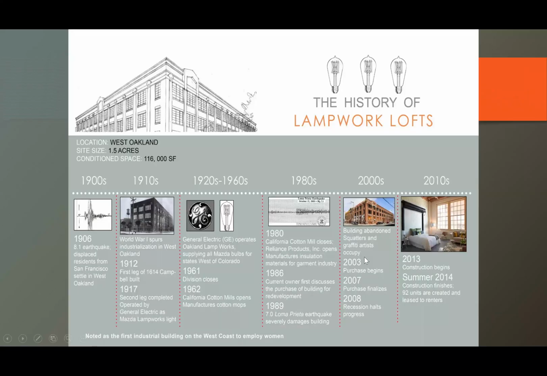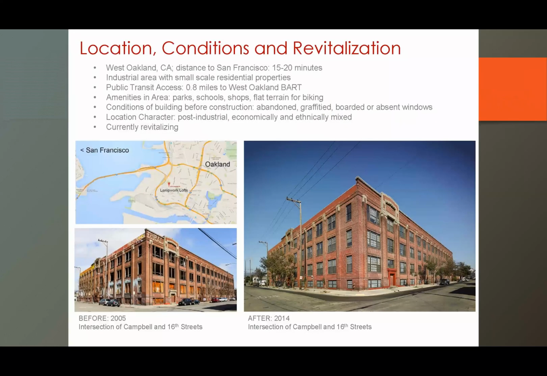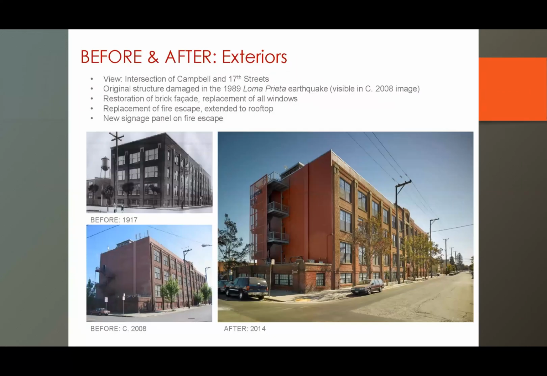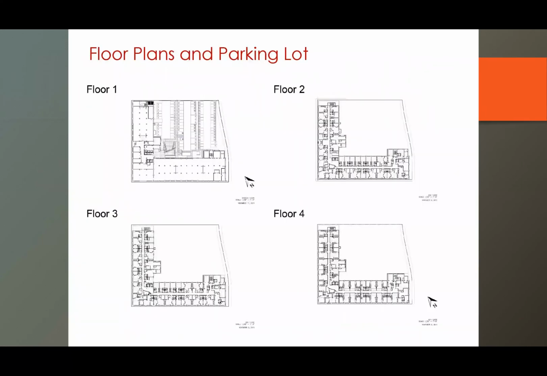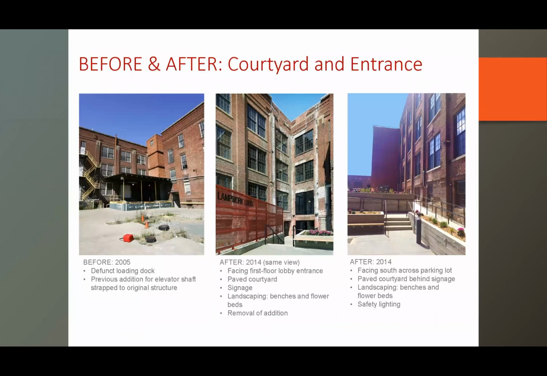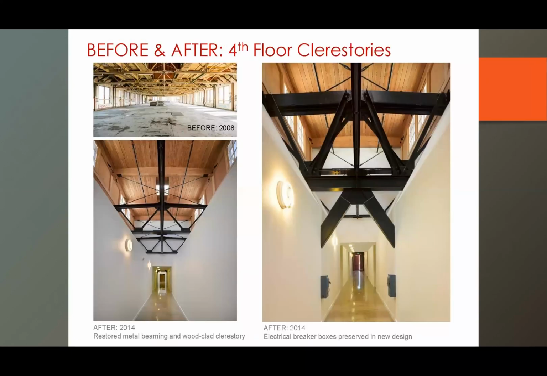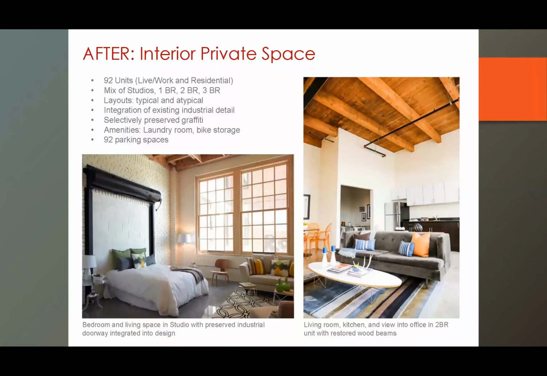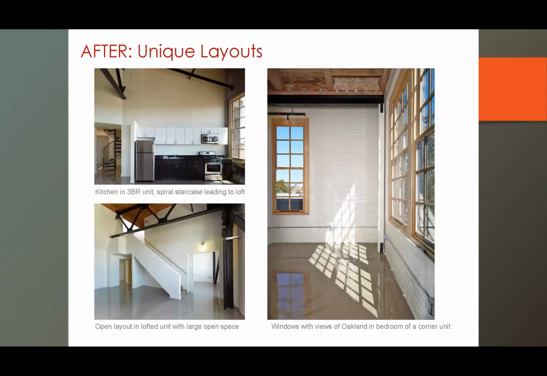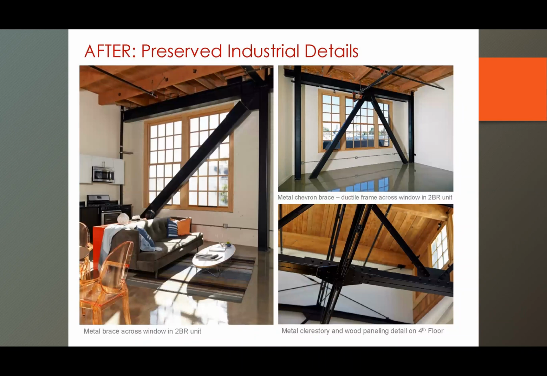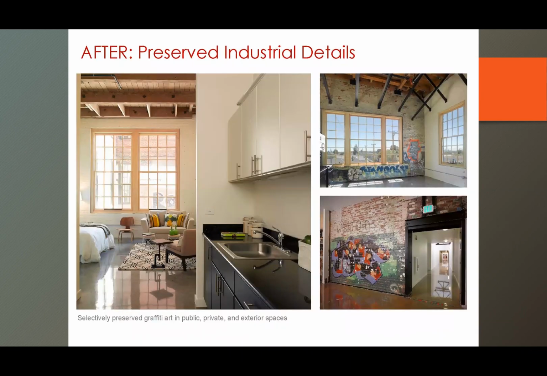Located in West Oakland, California, Lampwork Lofts is the rehabilitation and conversion of a 4-story warehouse into a 92-unit live, work, and residential project. The 116,000 square foot design subdivided the interior space to take advantage of the existing industrial character. The project was completed in 2014.